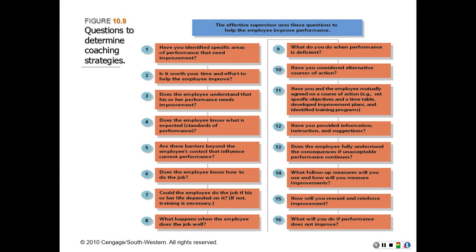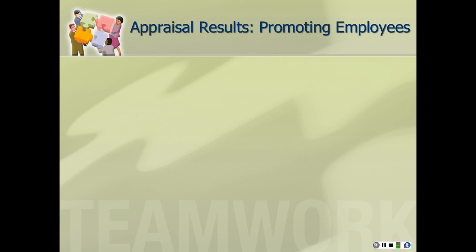All right, so now, again, in your book, there are some good things in this book. I do like it. Questions to determine coaching strategies. Have you identified specific areas of performance that need improvement? Have you considered alternative courses of action? Are there barriers beyond the employee's control that influence their current performance? Does the employee know how to do the job? Do they know if, when, and how they're doing a good job or not a good job? How will you reward and reinforce improvement? All these things are good questions to run through your mind when you're setting up the performance appraisal and how you're going to conduct the meeting.